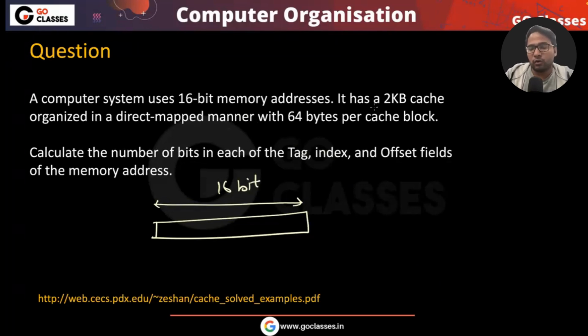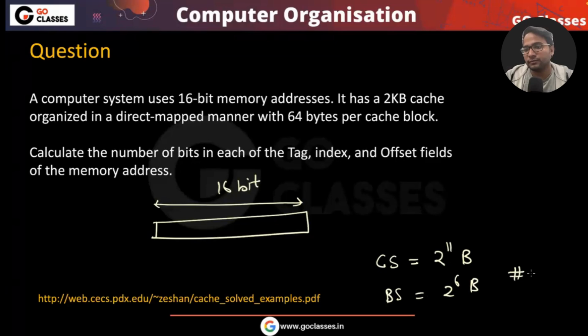Okay. Now, what it is saying, it has a 2 KB cache. So the cache size given to you is 2 power 11 bytes, direct map manner, with 64 bytes per block. So the block size given to you is 2 power 6 bytes. Can you tell me the number of blocks, or number of lines, here? It will be 2 power 5, right?